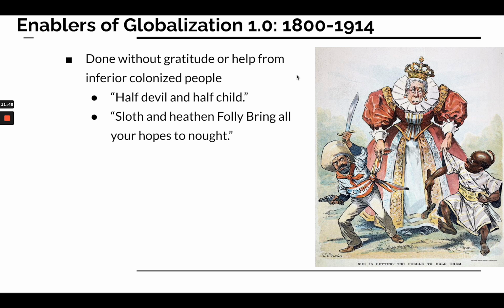And they are characterized by sloth, right, or laziness. And heathen, right, not believing, not cultured, not civilized. Folly being carelessness, sloppiness. I think you get the picture. So sloth and heathen folly bring all your hopes to naught. No matter how hard you try, the laziness and the heathen folly of the colonized people will make it so hard for you to achieve your goals of helping them.